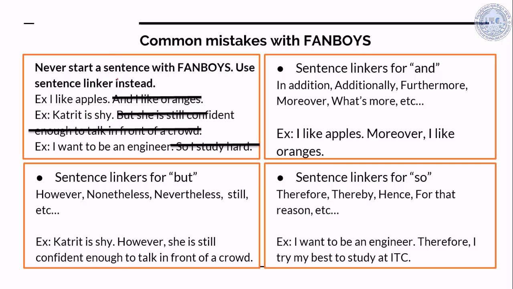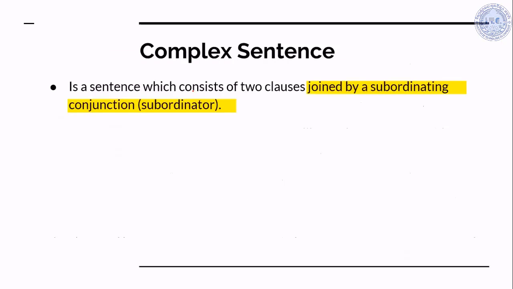Here, with therefore, thereby, hence, for that reason, you can use them to start a sentence. And now, after simple and compound, we move on to the complex sentence. A complex sentence is a sentence which consists of two clauses joined by a subordinating conjunction, or you can call it a subordinator.